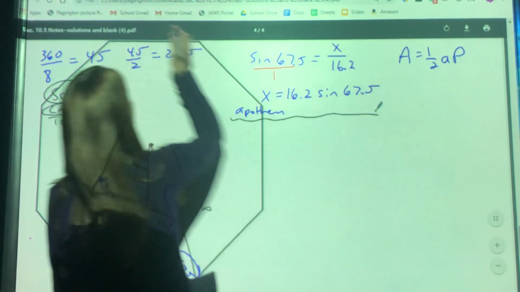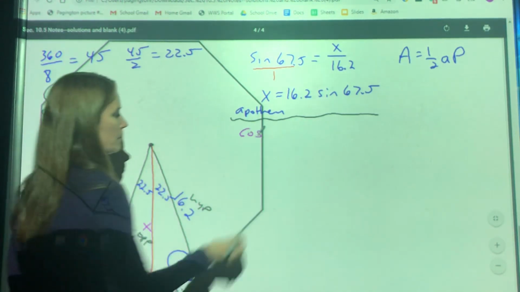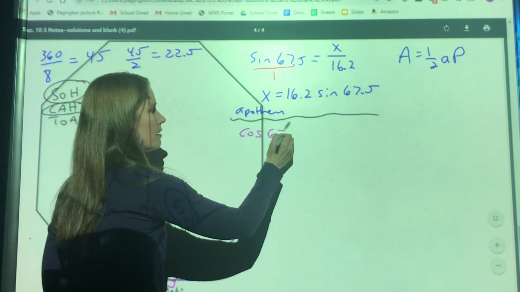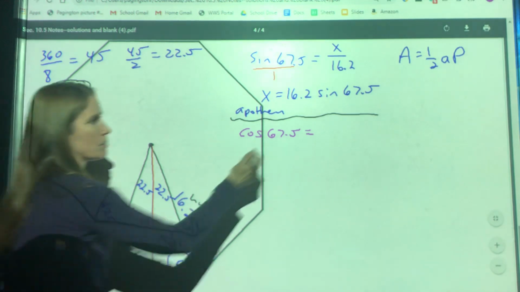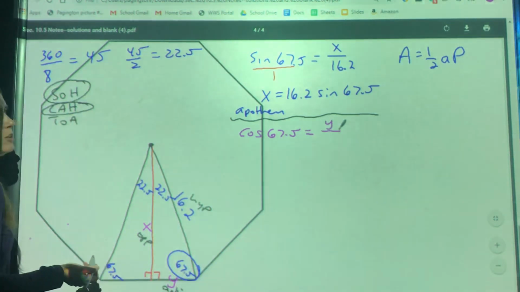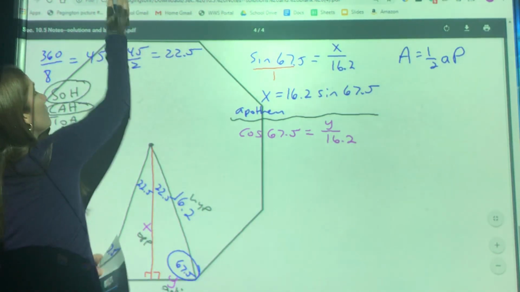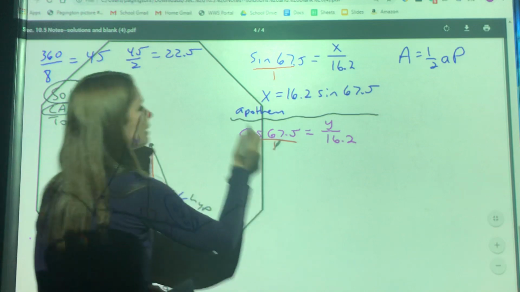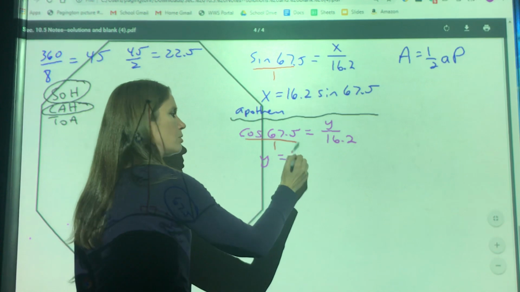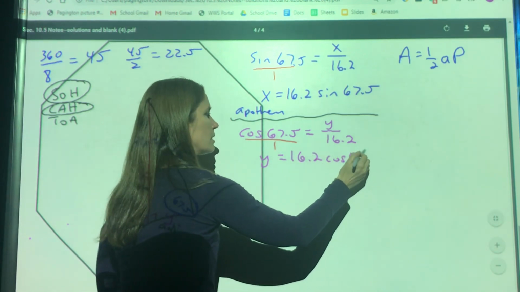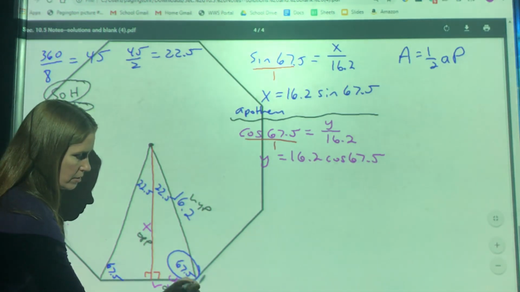Okay, so here we'll switch colors for that. So if I'm using cosine, I'm going to go cosine of 67.5 is equal to adjacent over hypotenuse. So my adjacent is my y, my hypotenuse is my 16.2, and if I want to cross multiply, I can do that. So 1 times y is y, 16.2 cosine of 67.5 gives me the length from here to here.